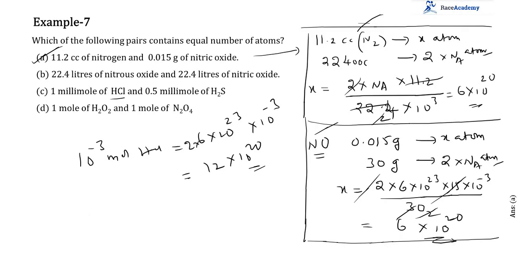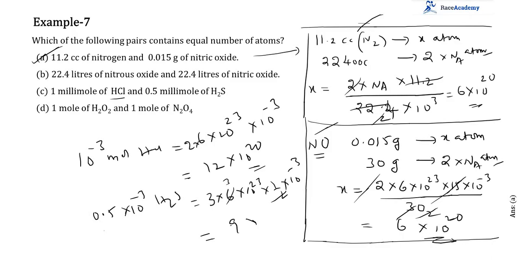Whereas 0.5 millimoles, meaning 0.5 into 10 to the power of minus 3 moles of H2S if you take, it will be 3 into Avogadro number into 1 by 2 into 10 to the power of minus 3 atoms. So what will happen here? It will be 3 times 3 into 10 to the power of 20, which is 9 into 10 to the power of 20 atoms in this case.